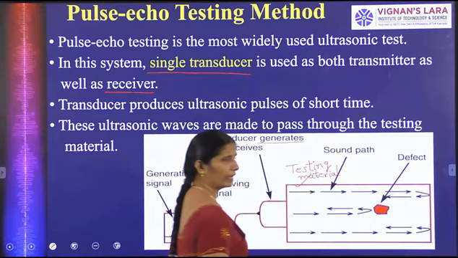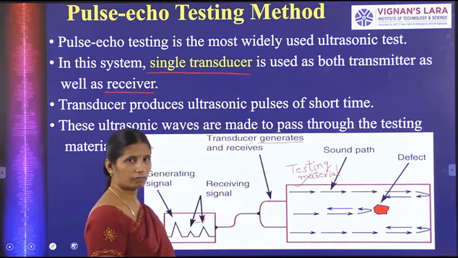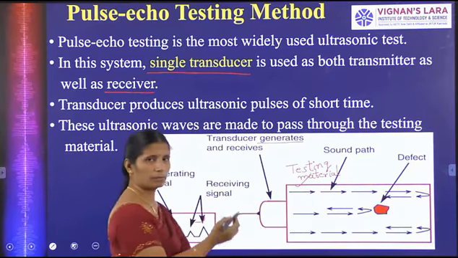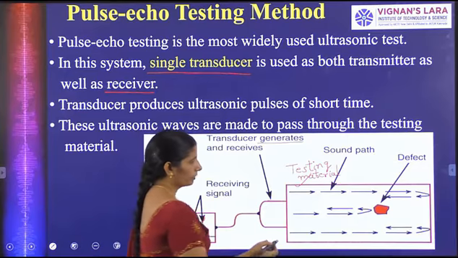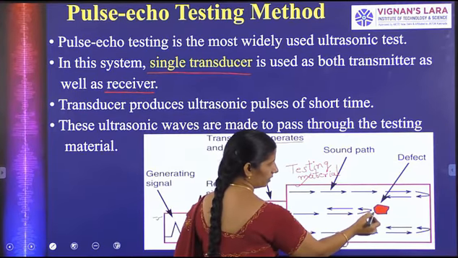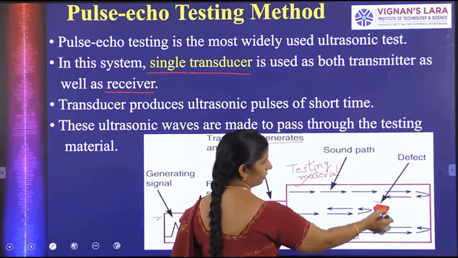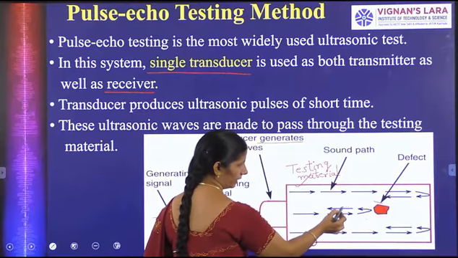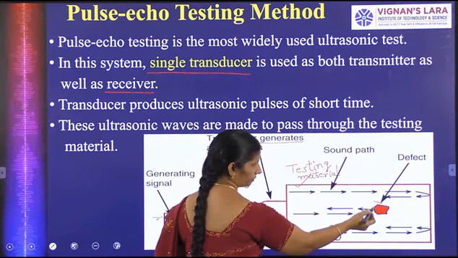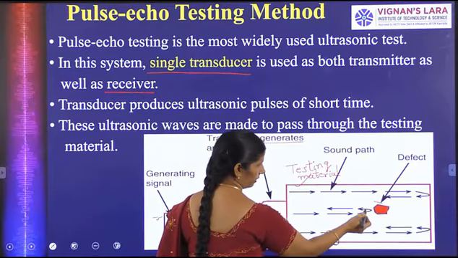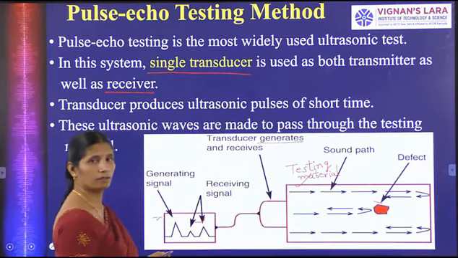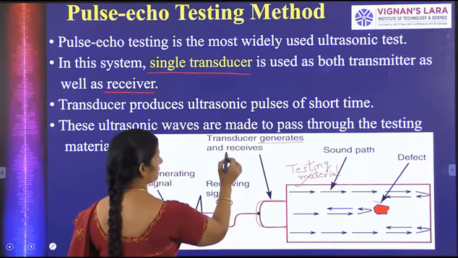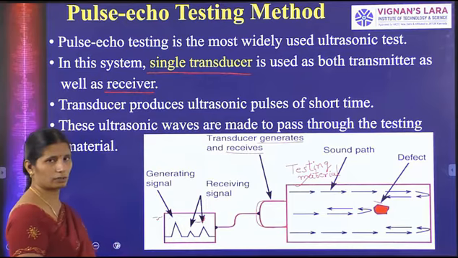If they have not found any discontinuity in the path of the ultrasonic waves, they are reflected back from the bottom surface of the testing material. On the other hand, if there is any discontinuity or defect present in the path of the ultrasonic waves, then the ultrasonic waves will be reflected from that defect, and the reflected signals will be received by the transducer again. So it receives the reflected signals of the ultrasonic waves also.